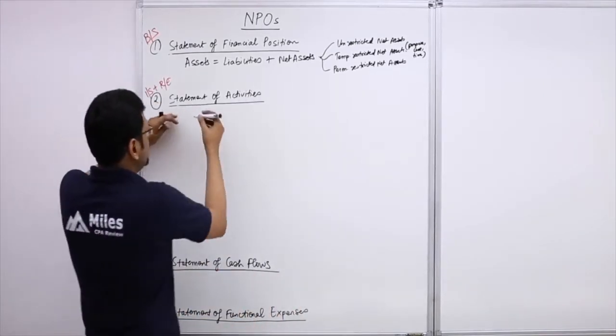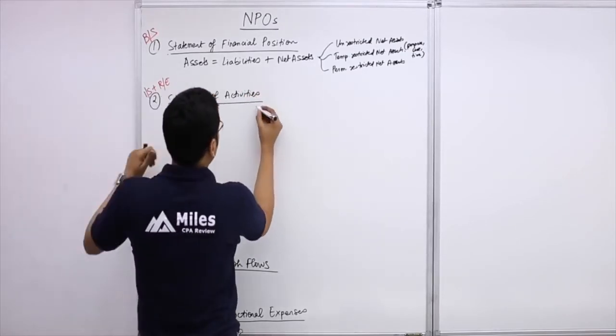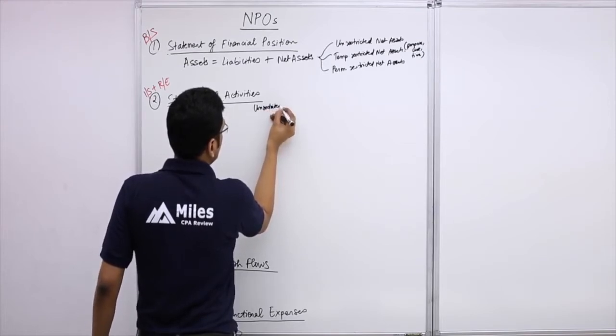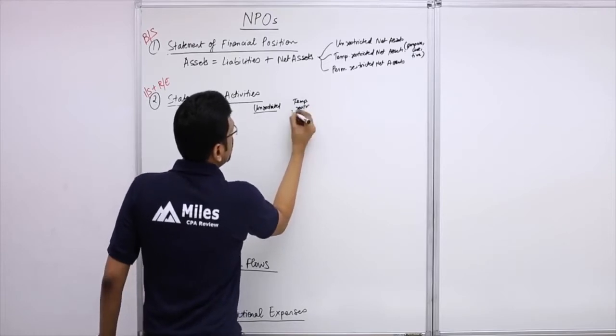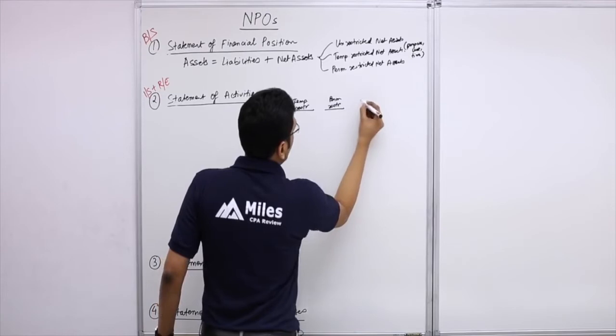Now, on the statement of activities, they're going to have a few columns. So they'll have one column for unrestricted, temporarily restricted, permanently restricted, and then total.